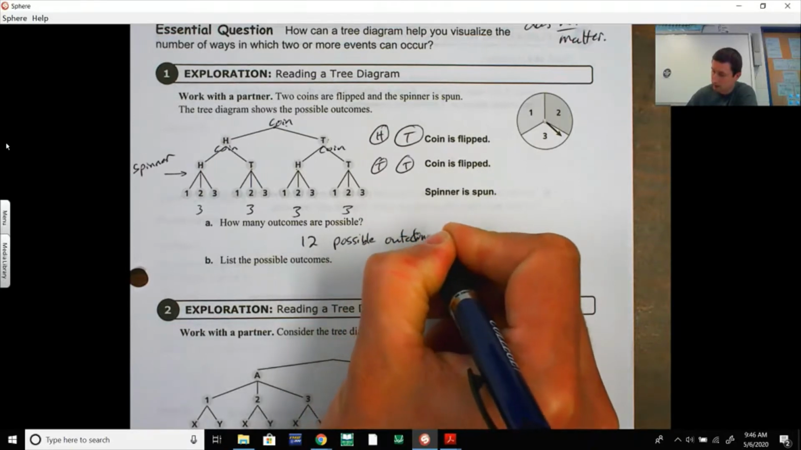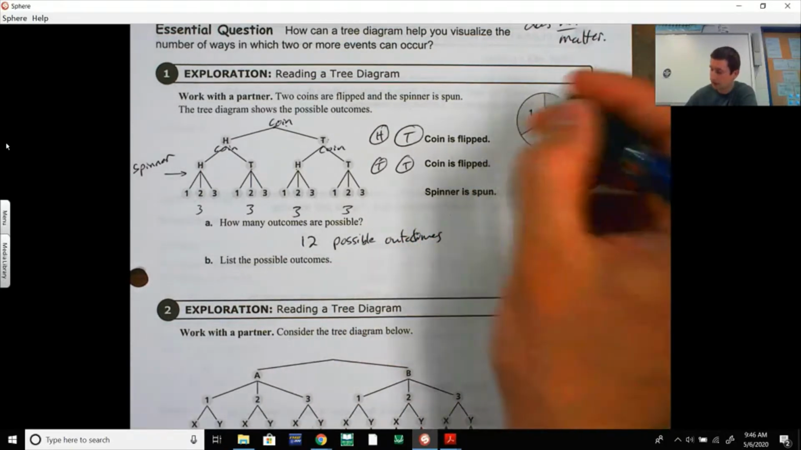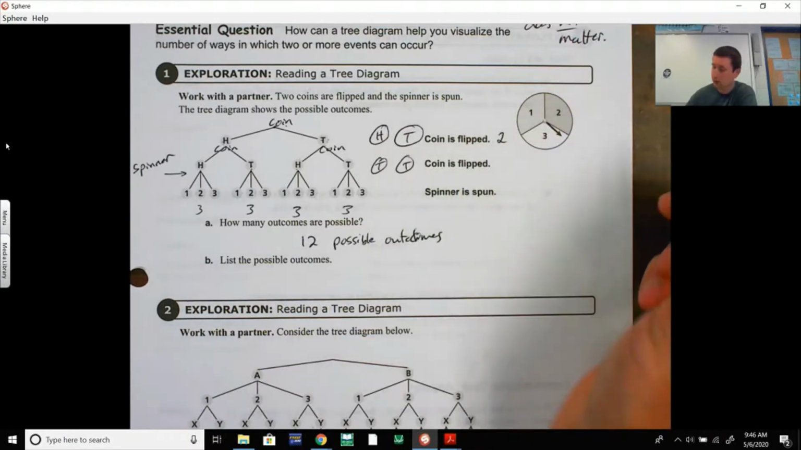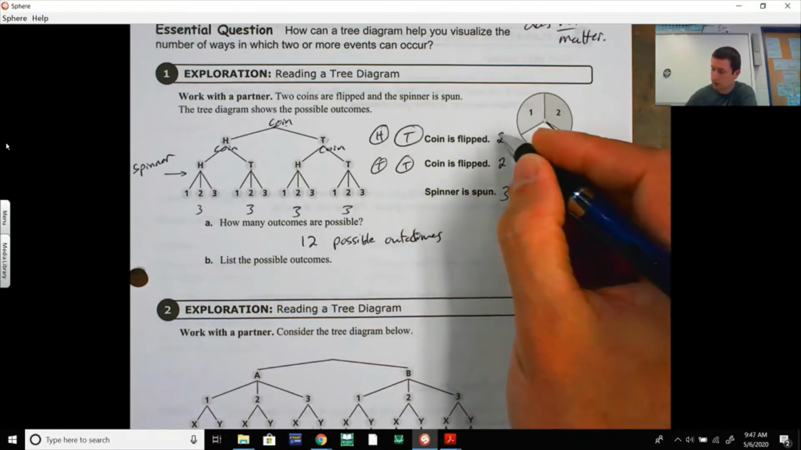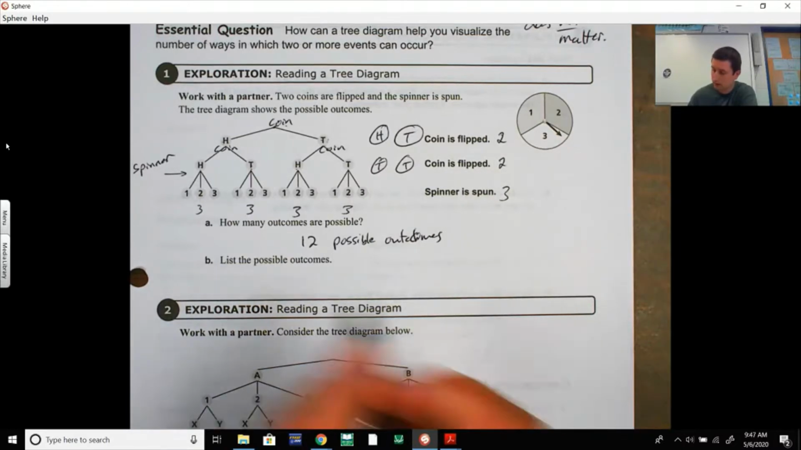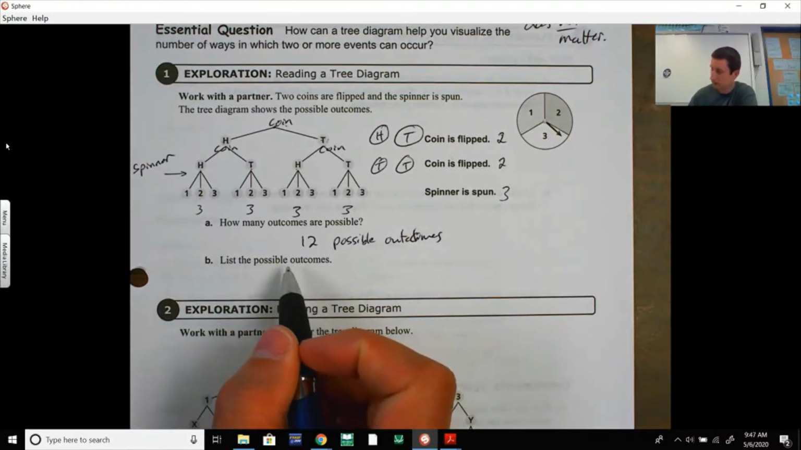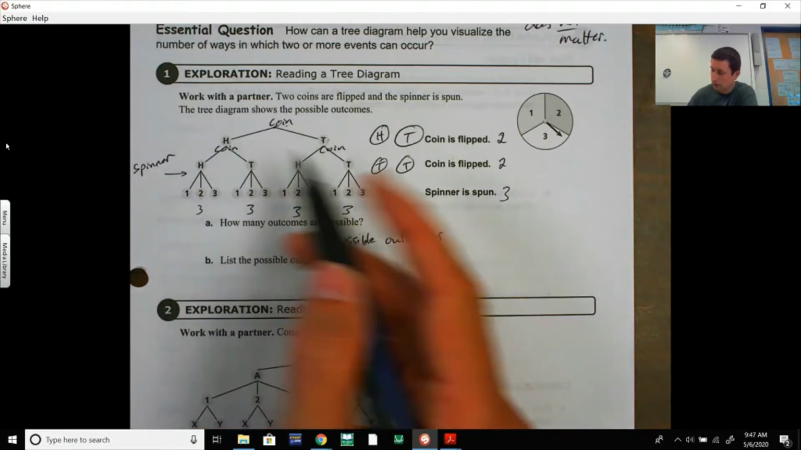And the easiest way to do that is just take the number of options you have for these. A coin is flipped, you have 2 options, heads or tails. 2 options, heads or tails for the second coin, 3 options here: 2 times 2 times 3. So list the possible outcomes. This can come in handy. And make sure you do it as detailed as possible.